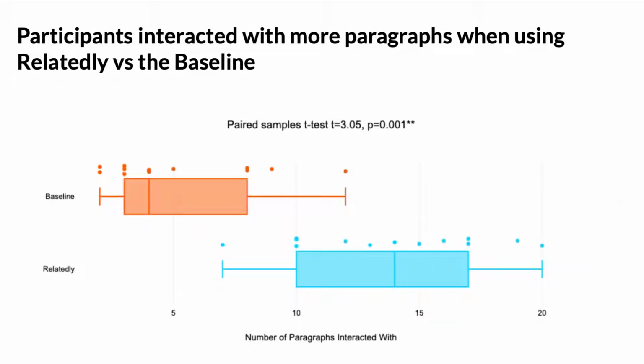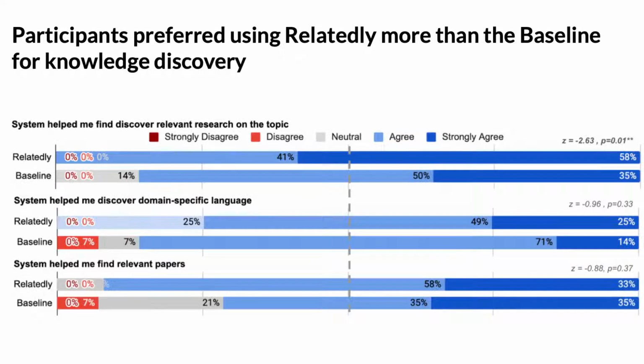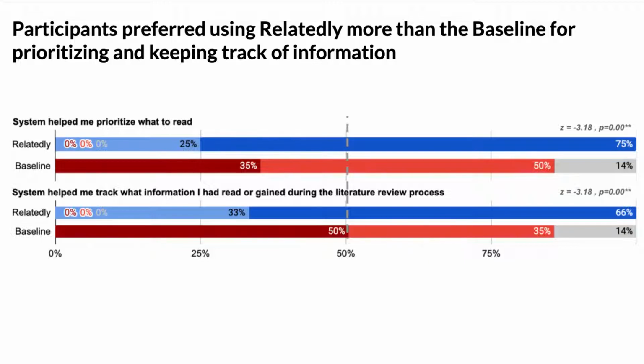System logs reveal that users of Relatedly interacted with significantly more information, both paragraphs and papers, than in the baseline condition, despite having the same amount of time for each condition and access to the same set of papers. Participants also self-reported that they prefer to explore related work sections using Relatedly than explore a list of papers to conduct literature review.